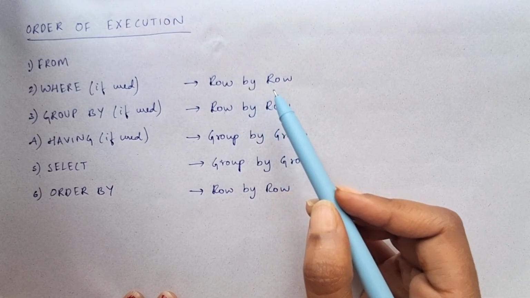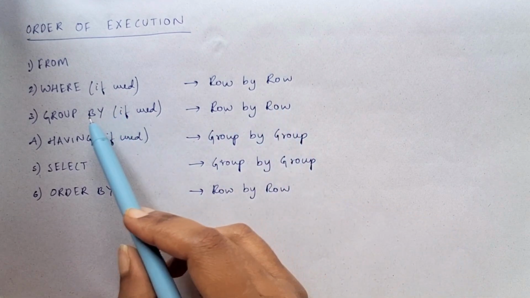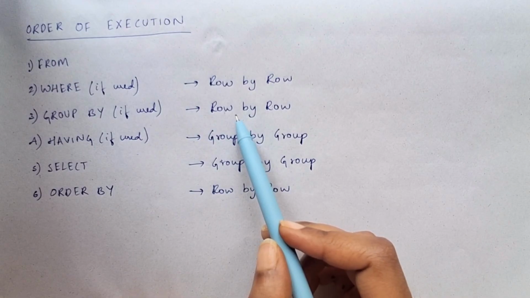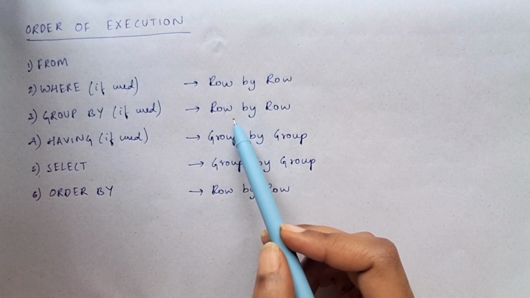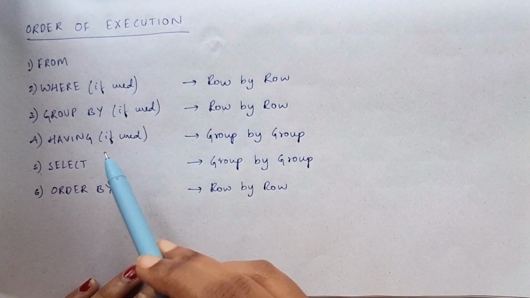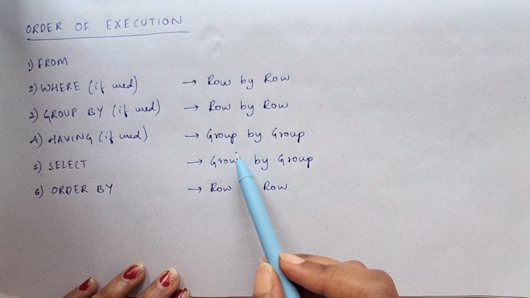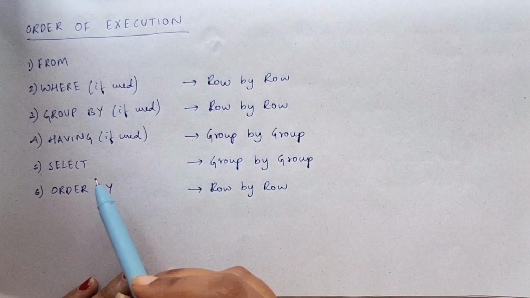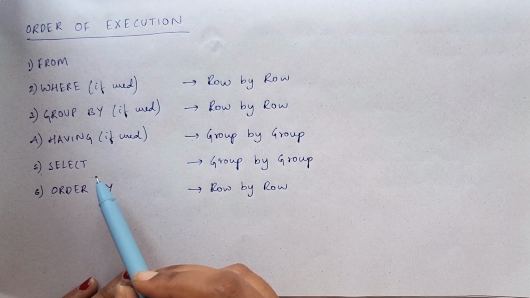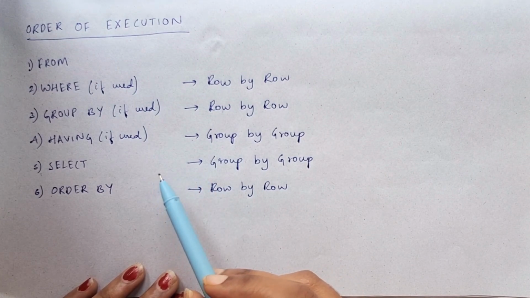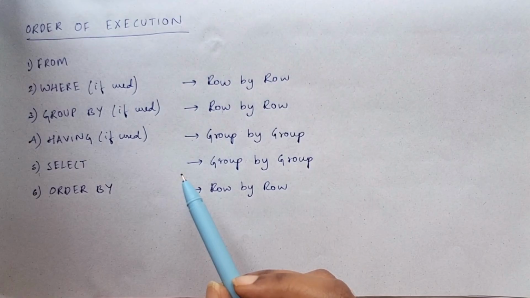Once after filtering the rows, SQL executes the group by clause if it's used. Guys, group by clause is also row by row execution where it forms the groups. Next comes the having clause. Having clause works group by group, not row by row, and it filters grouped data after aggregation. After that, SQL executes the select clause. Select also works on grouped data only if group by clause is used. Here SQL chooses the columns and aggregate functions to display.